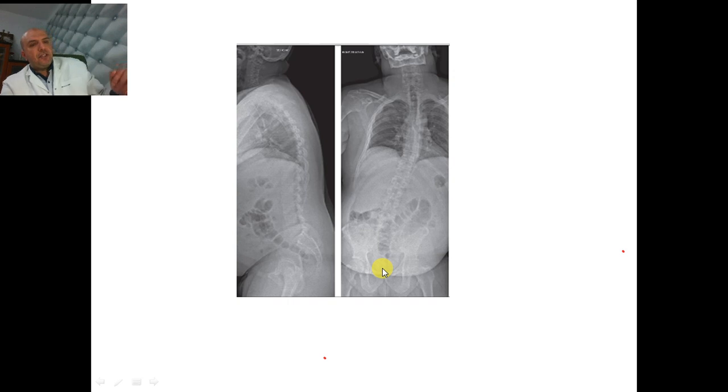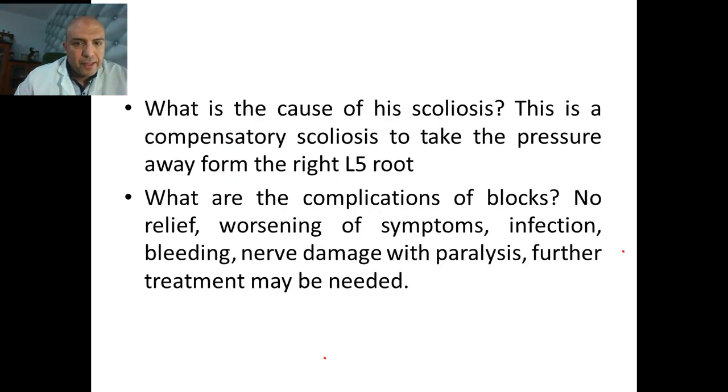Scoliotic tilt means that the patient with lumbar disc disease, and you see it already in your clinic, comes like this. He wants to open the space, to make his nerve root free. Okay.